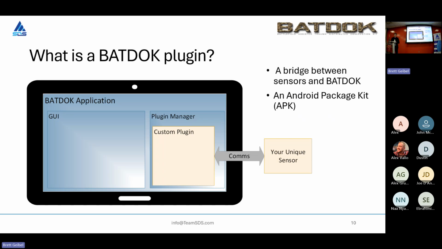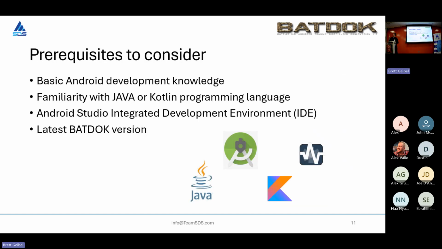This is basically, in the software field, installable code that you can put into your Android operating system. And so what BATDOK will do is take that small Android application, leverage it inside of its own system, and use its communication to connect and talk to the unique sensor, whatever that sensor may be.